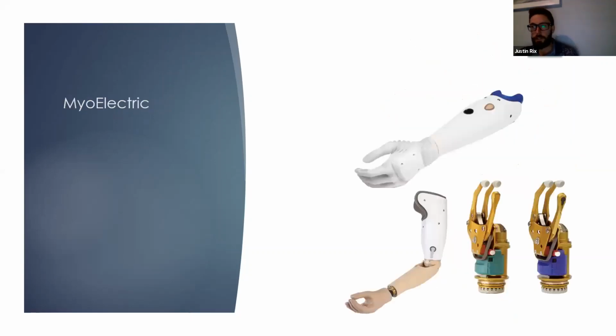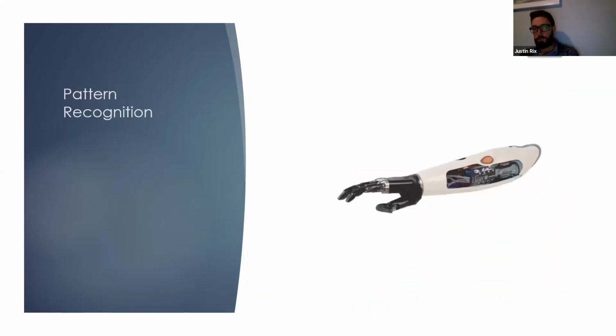Myoelectric has been around since the 1960s. We use electrodes, normally two, one for opening, one for closing, for the flexors and extensors. And again, this goes down to funding, as it is a lot more expensive than the body harness. And then we start looking at pattern recognition. This is one of the new advancements in prosthetics.